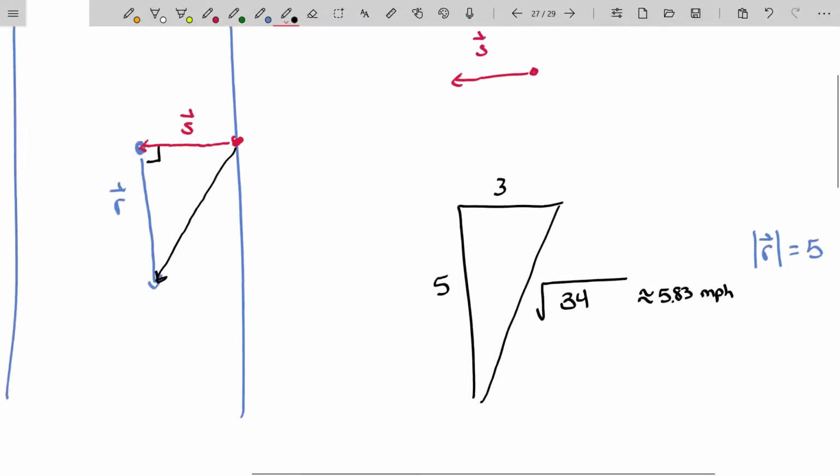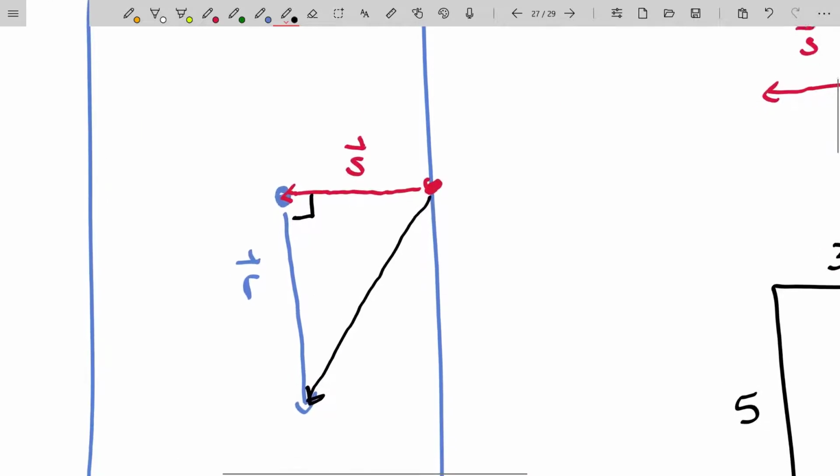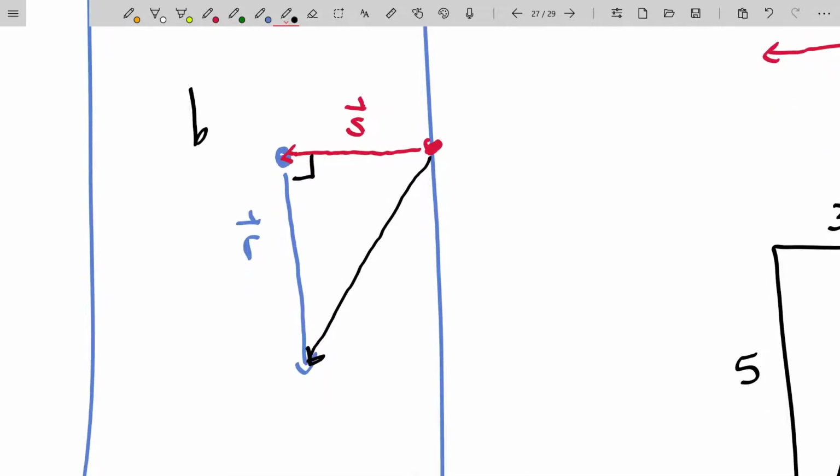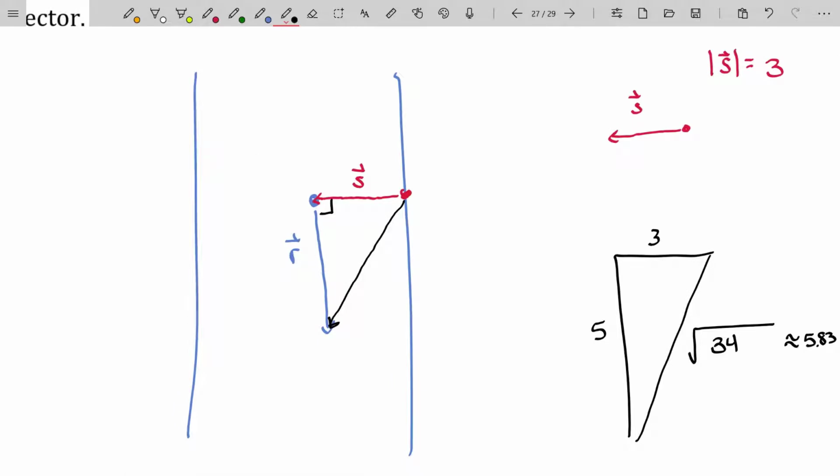So that means that this swimmer who was trying to go 3 miles per hour across is getting pushed by 5 miles per hour south. And combined with their current speed, they're moving a little bit faster than that. They're moving at 0.83 miles per hour, but in the wrong direction, right? Totally not moving west. They're moving southwest. Let's see through what angle here.